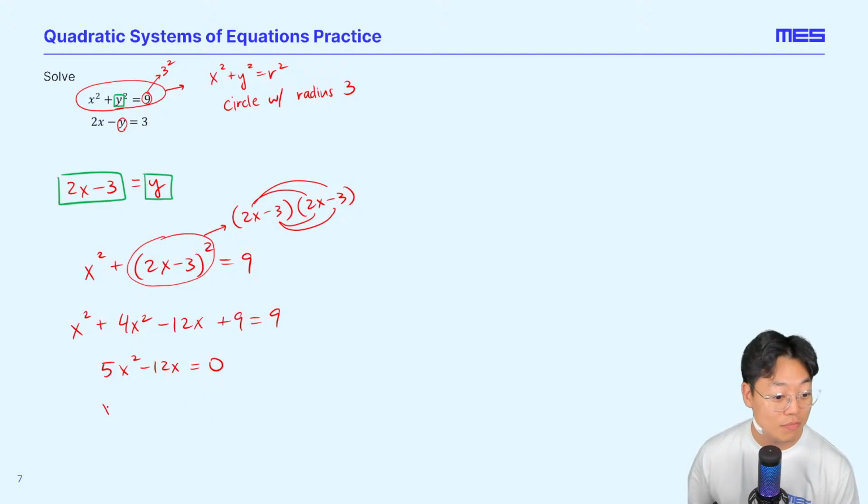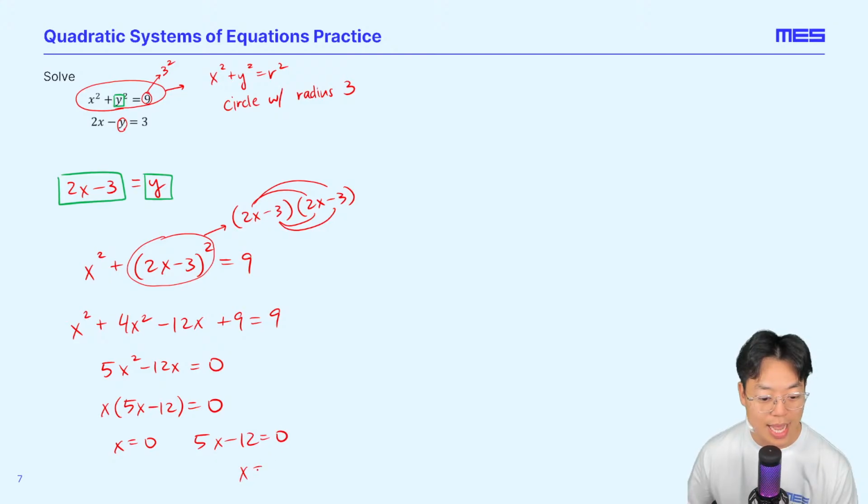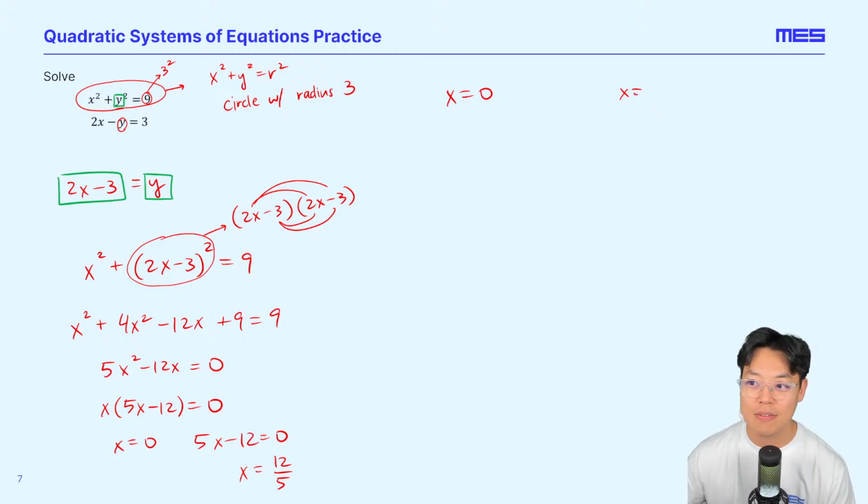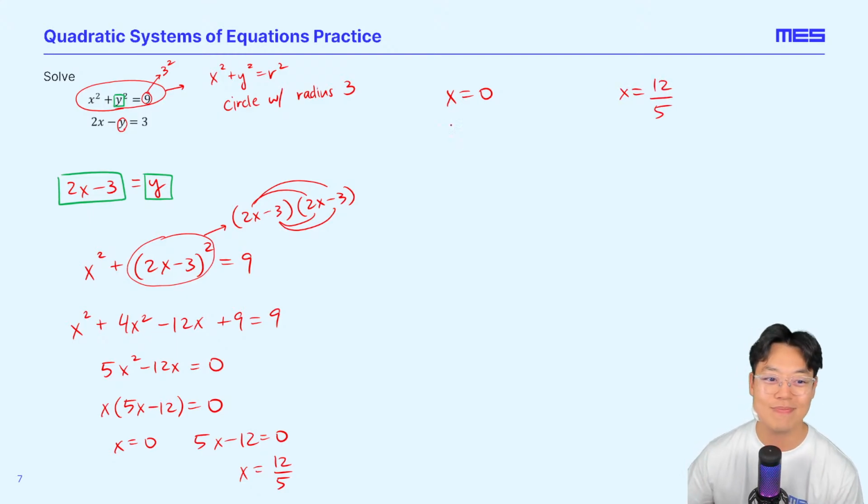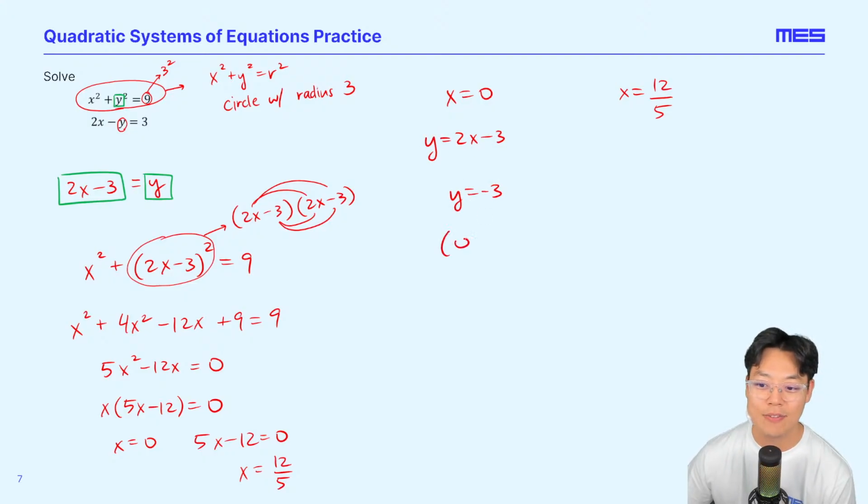So let's factor out an x, because that's what each of these terms have in common. So x can equal 0. 5x minus 12 can equal 0, so x here equals 12 over 5. So our two x values, as Anaya is telling us in the chat, are x equal to 0 and x equal to 12 over 5. Beautiful work. Now, using our y equals 2x minus 3, I can solve for my y value: negative 3, so you have 0 comma negative 3.